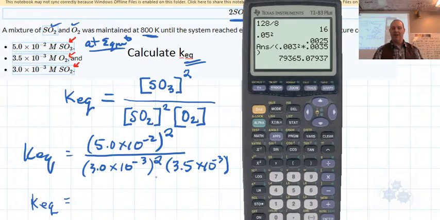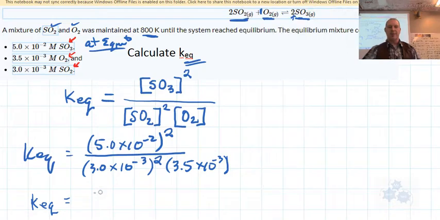Okay, so this is the right answer? Sometimes I don't like using this calculator. Okay, 79365. We'll round to the nearest whole number there. So, guys, this is a very large KEQ. What does this tell us about the system at equilibrium? The products are favored. What does that mean? There's more products than reactants, at equilibrium.